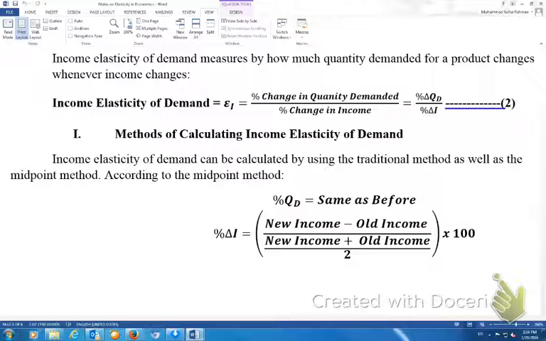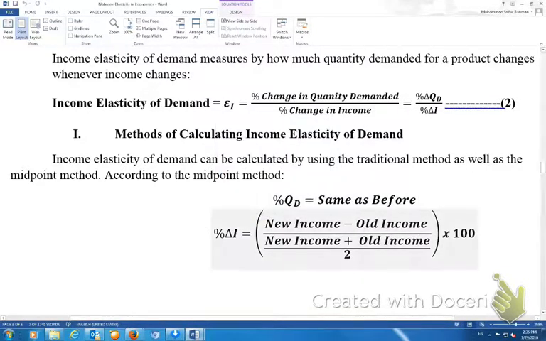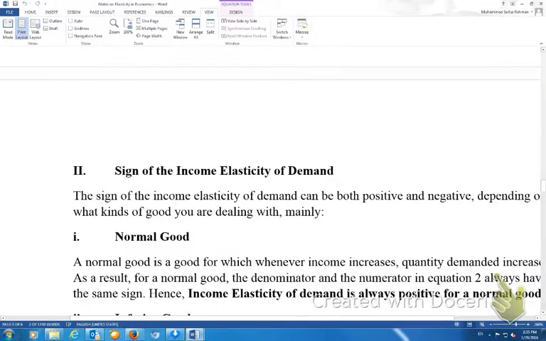The only thing that is going to be different in the income elasticity of demand is that you have to calculate the percentage change in income, which is going to be very similar to the other concepts where you take the new income, subtract old income, and take the weighted average of the two incomes in the denominator. Your percentage change in quantity demanded is going to be calculated either by the traditional method or the midpoint formula in the same way as you did before. Once you calculate these two, you take the ratio and you calculate your income elasticity of demand.